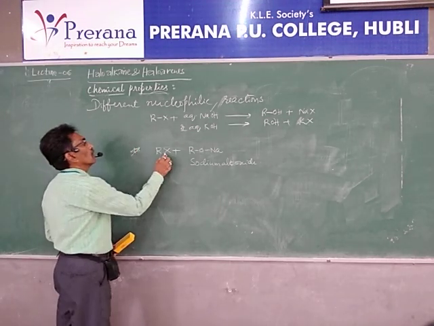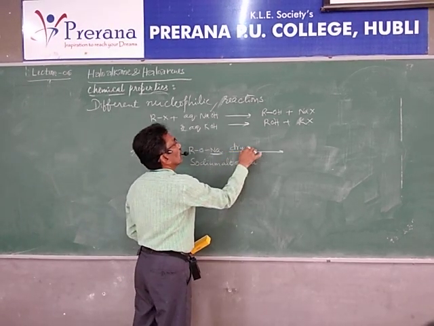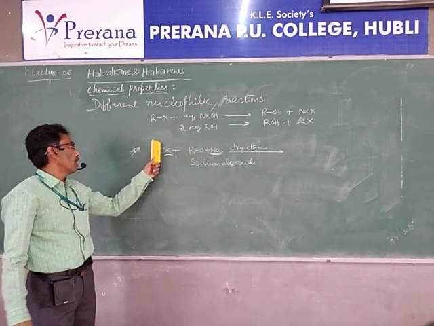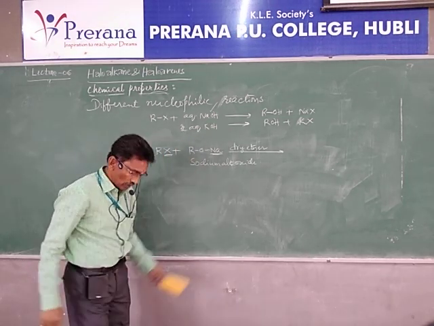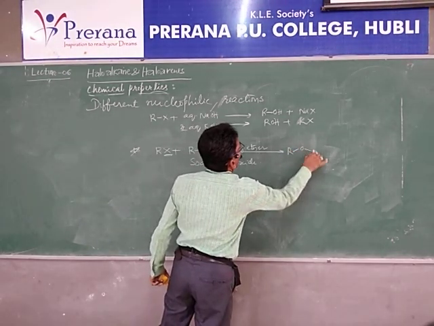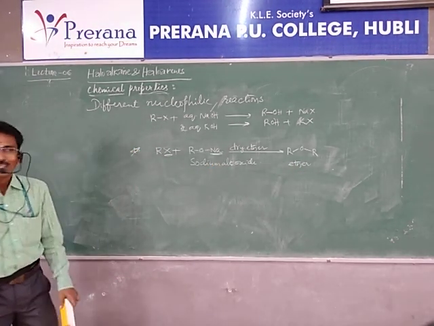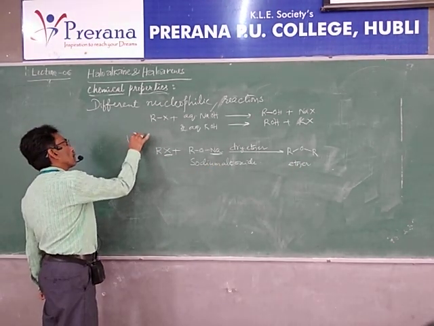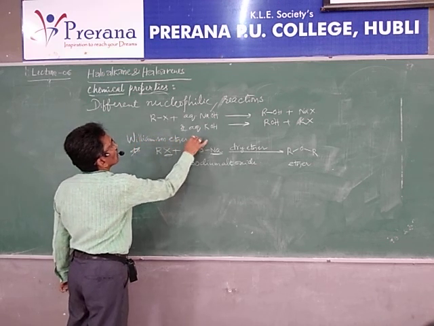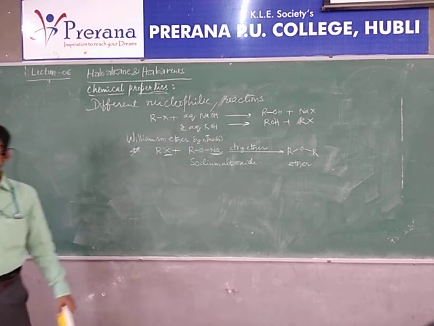Here what are removed? X and Na removed. This is performed in dry ether. Then the product is very easy to write. What are remaining parts? R is a remaining part, RO is a remaining part. Then the product is ROR. What is ROR? Ether. This is observed by scientists like you, Williamson. So it is Williamson ether synthesis, which will be studied in detail in next coming topic.